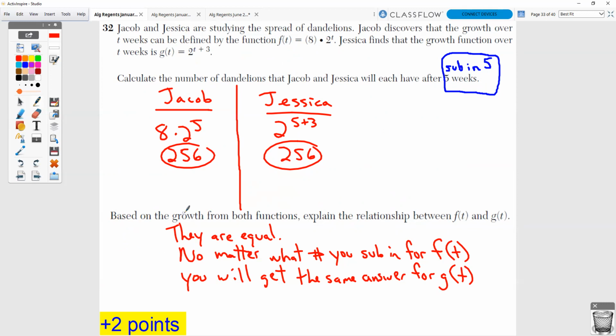All right. Based on the growth from both functions, explain the relationship between f of t and g of t. Well, notice that they are equal. No matter what number of weeks you sub in there, you are going to get equal answers. So 1 point for finding 256 and 256, 1 point for saying that they are equal no matter what number of weeks you sub in.